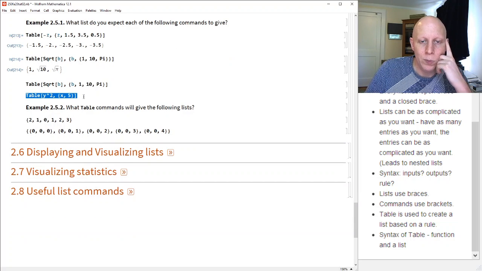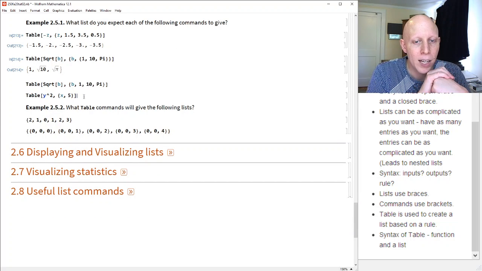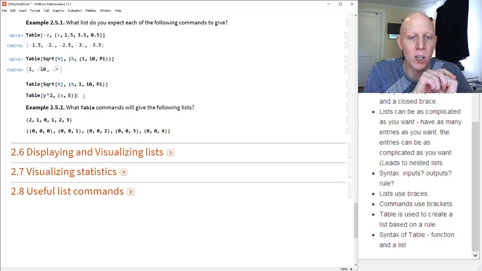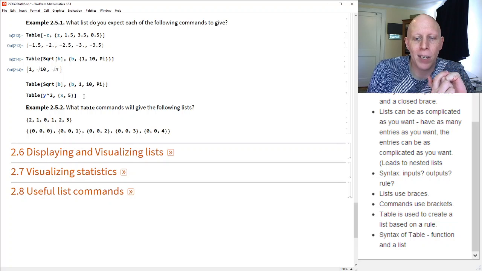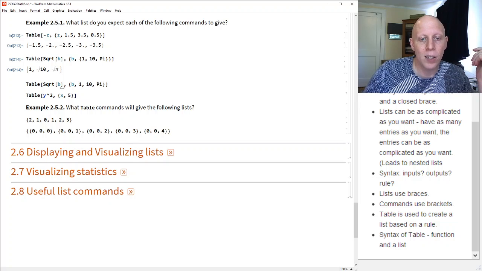Here's one more example, and it sure feels a lot like the previous example where we had a table of x squared, comma x, comma 5. But already Mathematica is telling us that we should be careful that this is not exactly the same, because if you look at it, the y is blue while the x is teal. And because the x is teal, because this is the first variable, this is what's going to be changing. So we're going to let x go from 1, 2, 3, 4, 5, and the function is y squared.